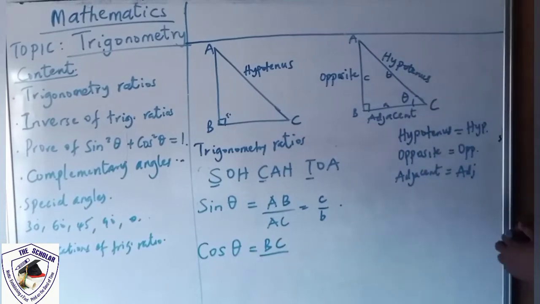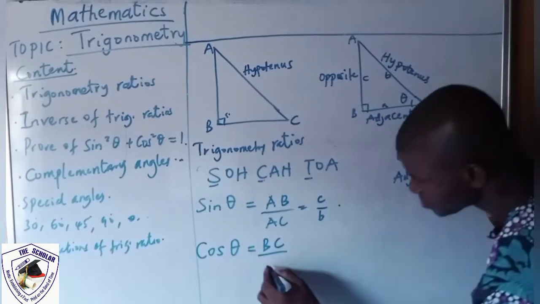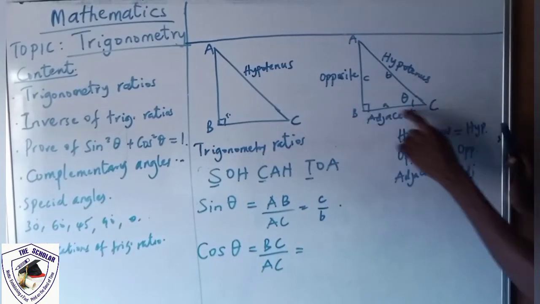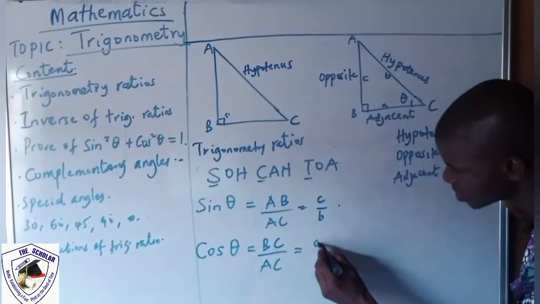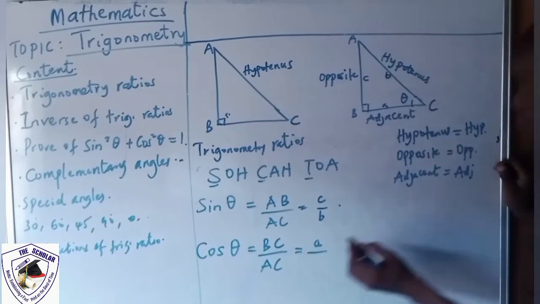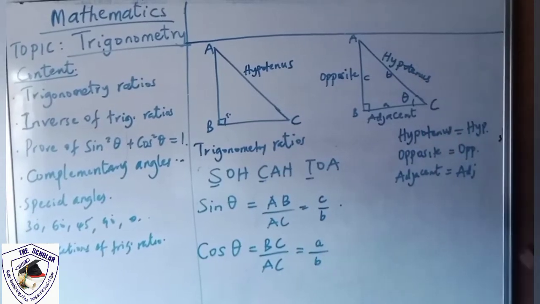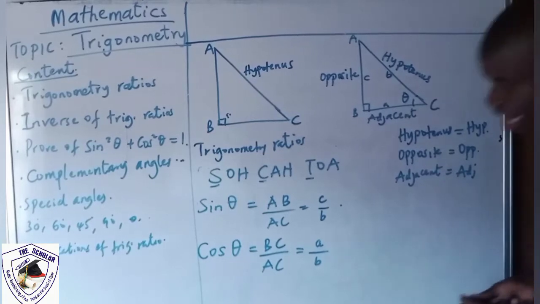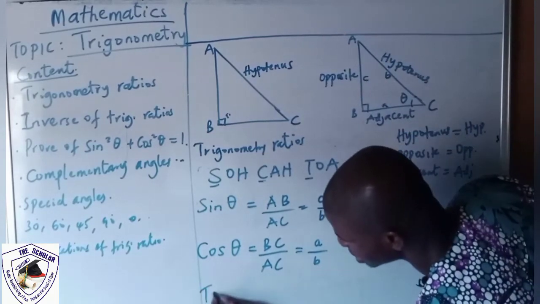Adjacent divided by hypotenuse. That's BC over AC. Now using the small letters, our side BC is what? Small letter a. And our side AC is what? Small letter b. That defines the second ratio. That is, cosine theta is equal to what? a over b. Then the third ratio, tan theta.